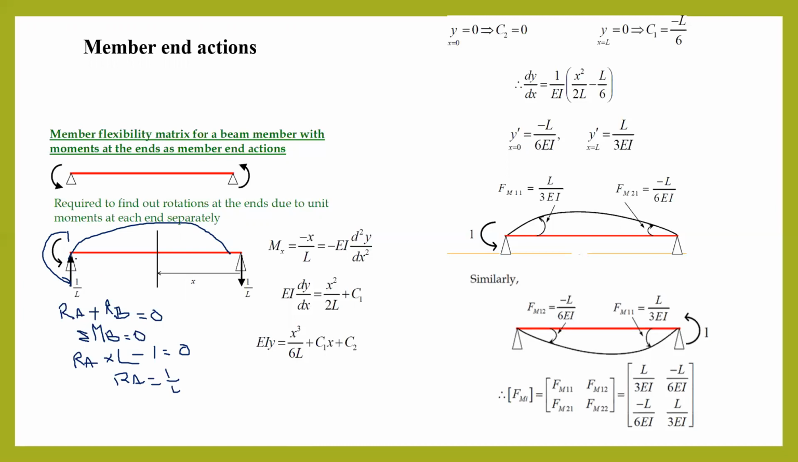So RA is equal to 1 by L. But what is RA plus RB? 0. Now what will be RB? RB will be minus 1 by L. That is downwards. That's what you can see.